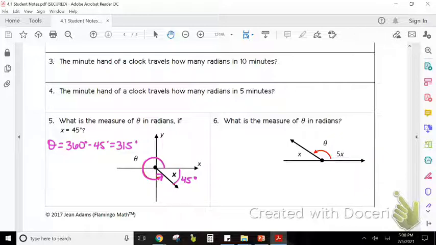Now, but it says, what is the measure of theta in radians? So now I'm just going to convert that. So I'm going to multiply that times pi over 180. And when I do that, I'm going to get 7 pi over 4.